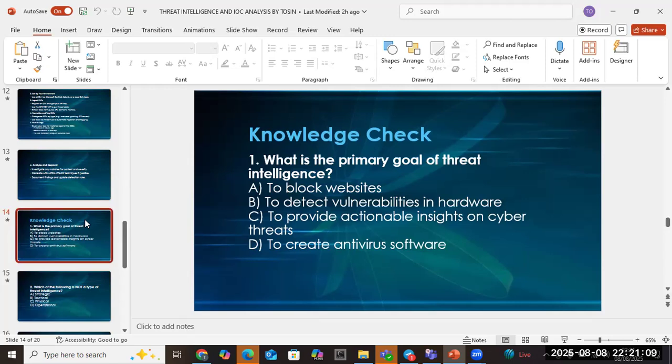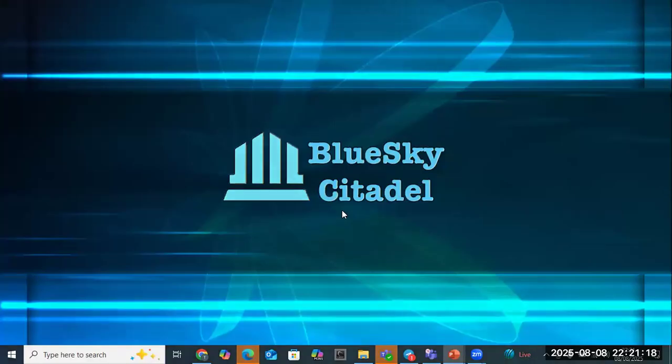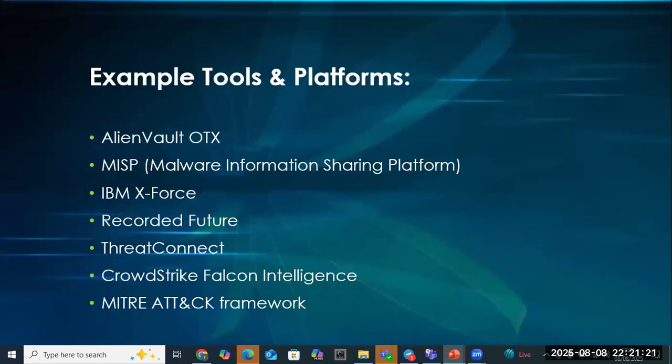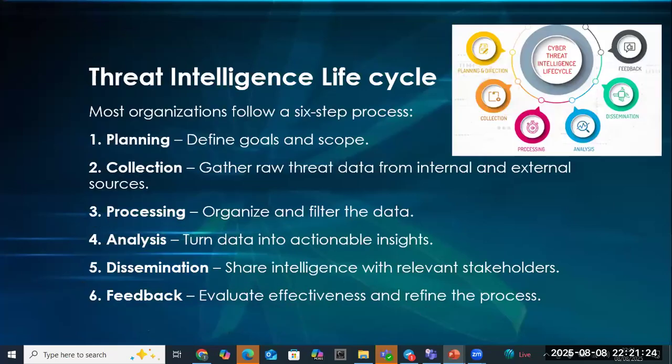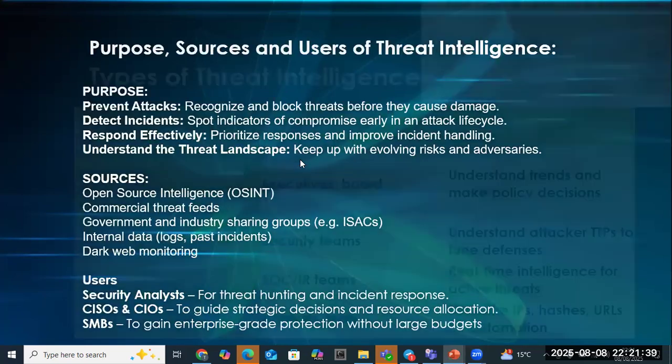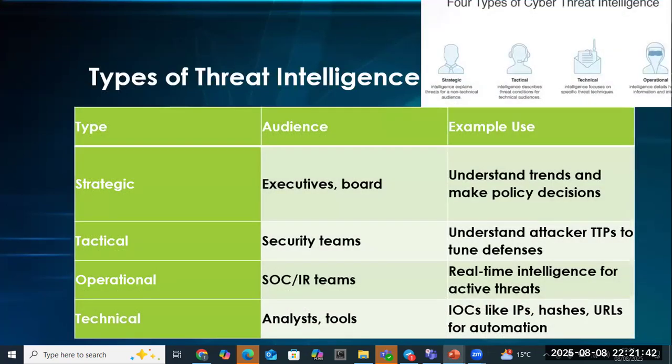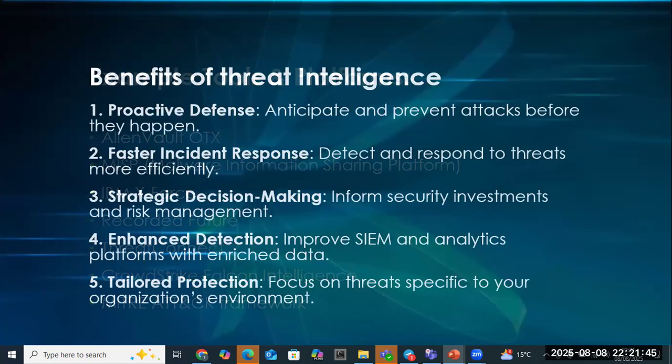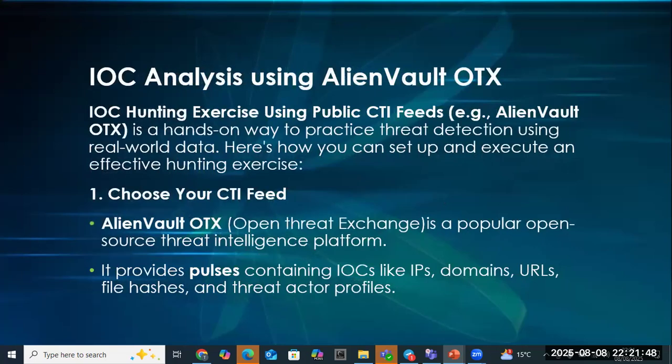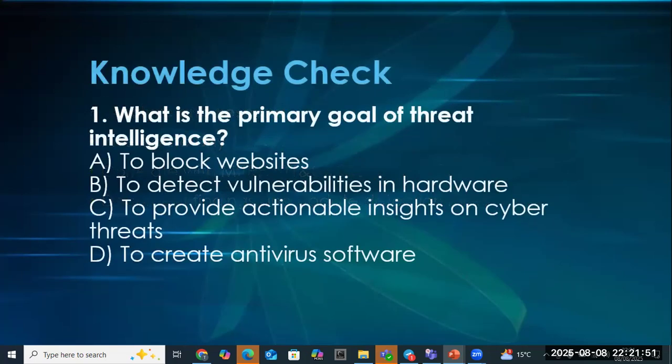Then let's do a knowledge check now, on what we have just done so far. Sorry, let me just quickly go. Let me give us a hint now. My questions are around the life cycle: we have planning, collection, processing, analysis, dissemination, and feedback. Then we have the types of threat intelligence: strategic, tactical, operational, and technical. Then the benefits of threat intelligence. Then we have the knowledge check.